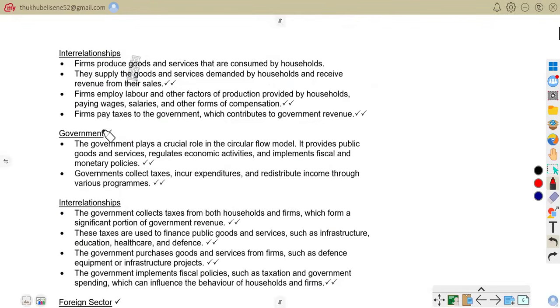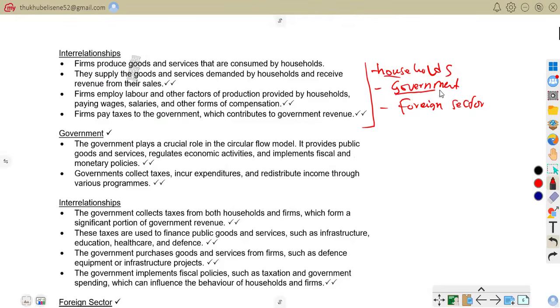So now we come to the interrelationships. We can talk about households, about government, and about the foreign sector. With households, firms hire labor, they hire laborers from households. They also sell goods and services to households. That's the interrelationship that we're talking about.